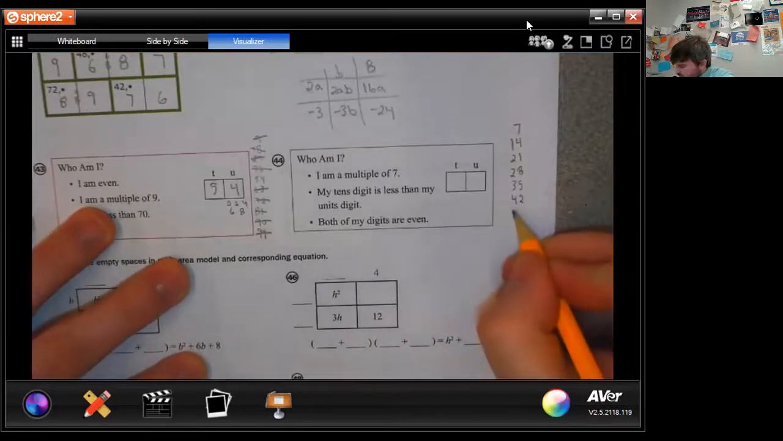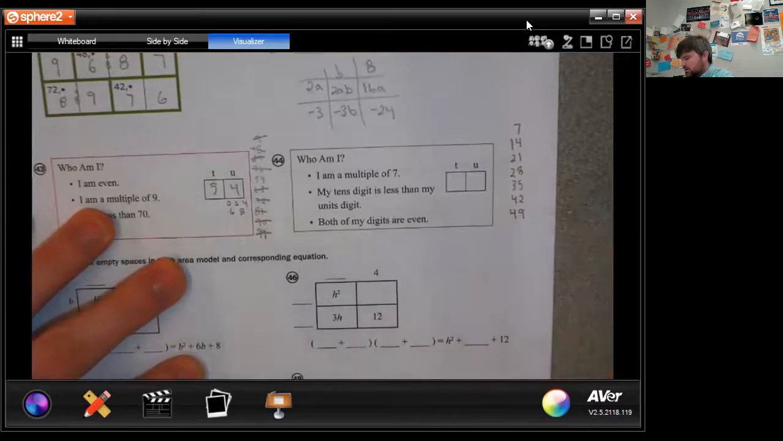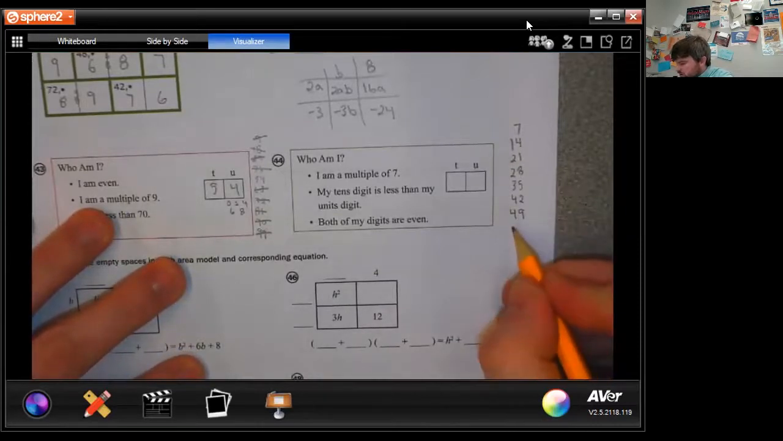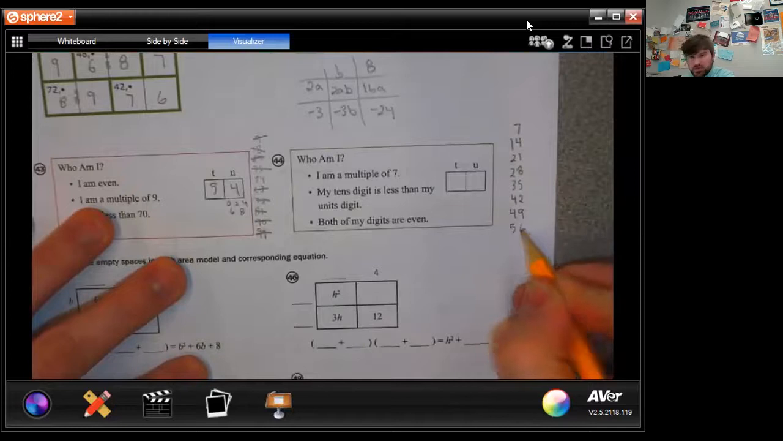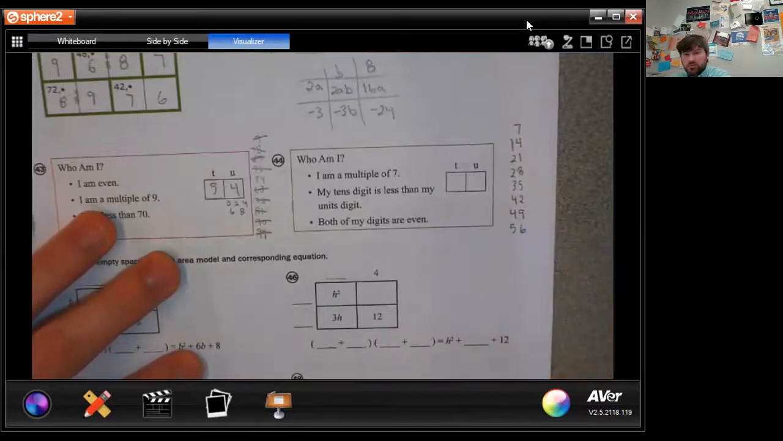Add 7 more, you get 49. Add 7 more, you'll get 56. We'll stop there. We may need to go on further. We may not, but that's a good chunk of numbers.